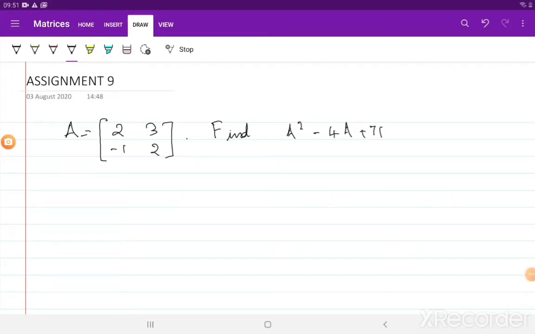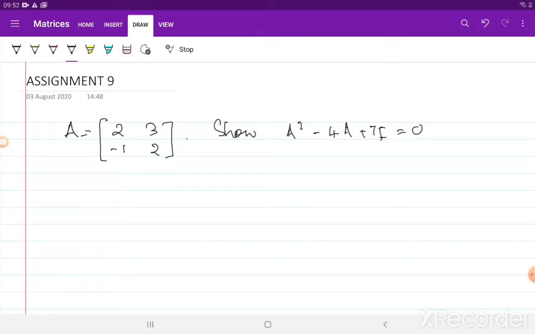This is the fourth question in assignment number 9. You have a matrix, a square matrix A, which is a 2 cross 2 matrix, and you have been asked to show that A square minus 4A plus 7I is equal to 0.